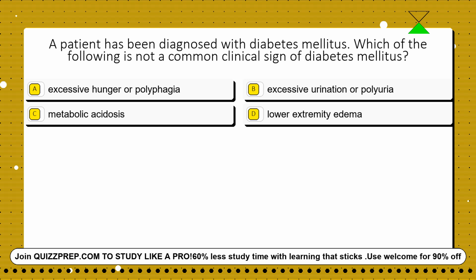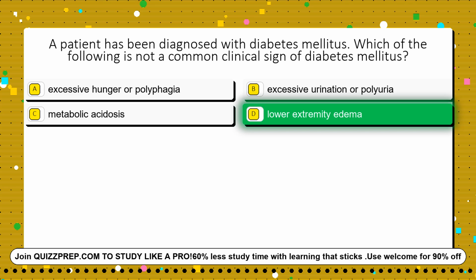Question 14. A patient has been diagnosed with diabetes mellitus. Which of the following is not a common clinical sign of diabetes mellitus? Option A, the excessive hunger or polyphagia. Option B, excessive urination or polyuria. Option C, metabolic acidosis. Option D, lower extremity edema.